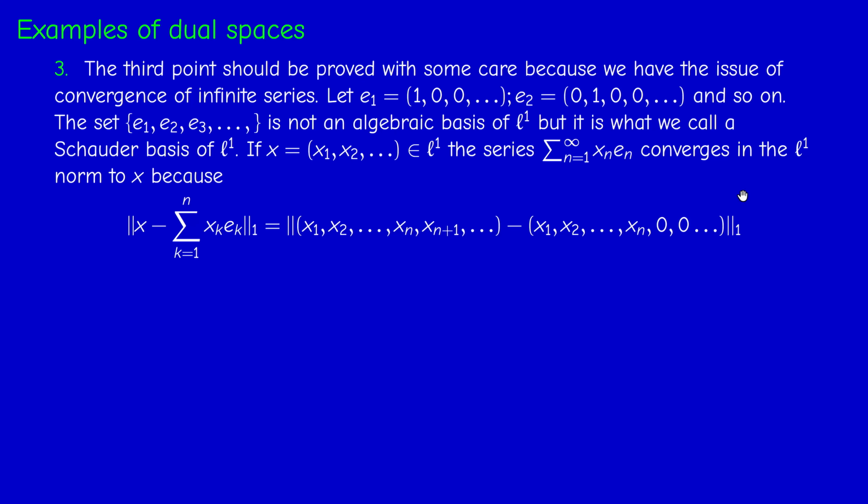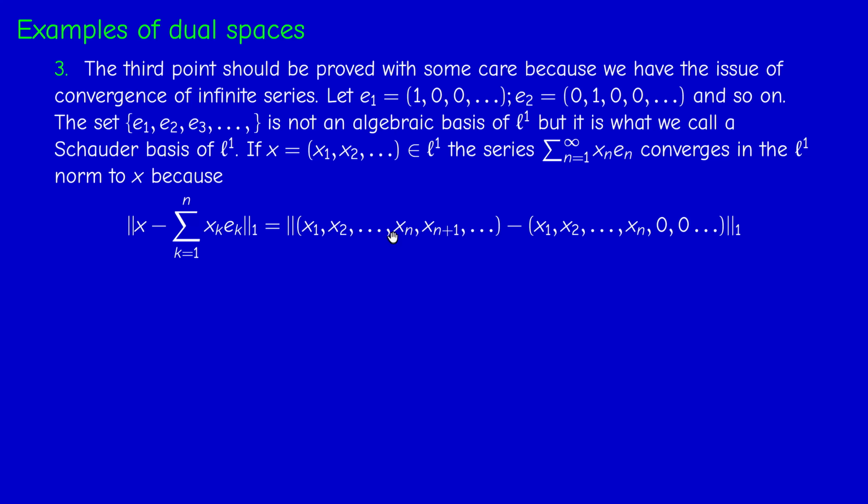If you take an arbitrary point x in L1, which is just an infinite sequence, consider the series of general term xn en. This is a series in L1, because en is a vector and xn is a scalar. So this is a series in the normed space L1. And I claim that it converges to x in the norm L1.